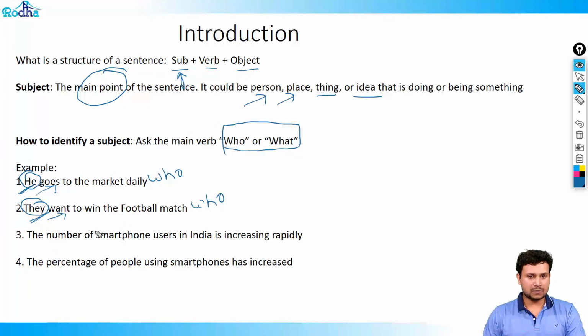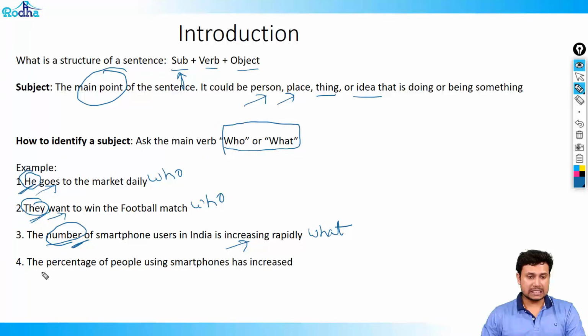Now it says the number of smartphone users in India is increasing rapidly. Now, what is increasing rapidly is the first question in your mind. Obviously, you can't say who is increasing. So in this case, we'll have to ask what is increasing. And we get the answer as the number is increasing. So the subject in this case is number, unlike somebody who would have thought smartphone users.